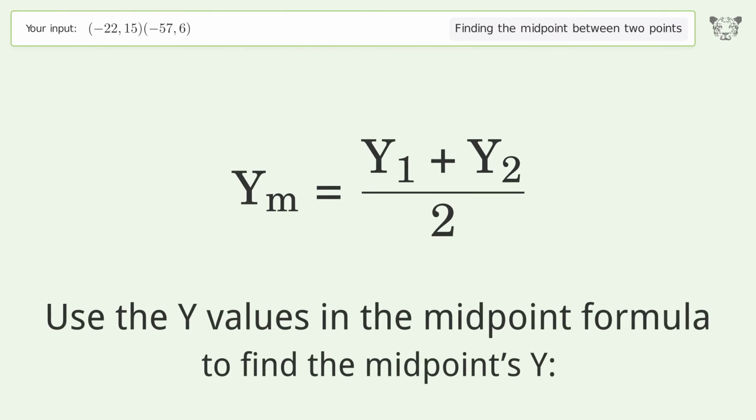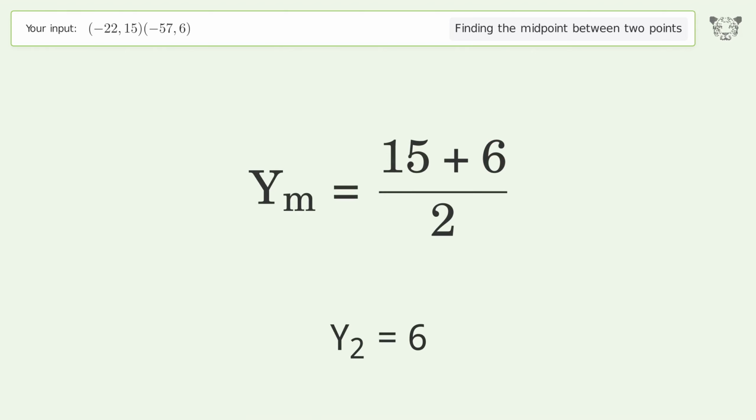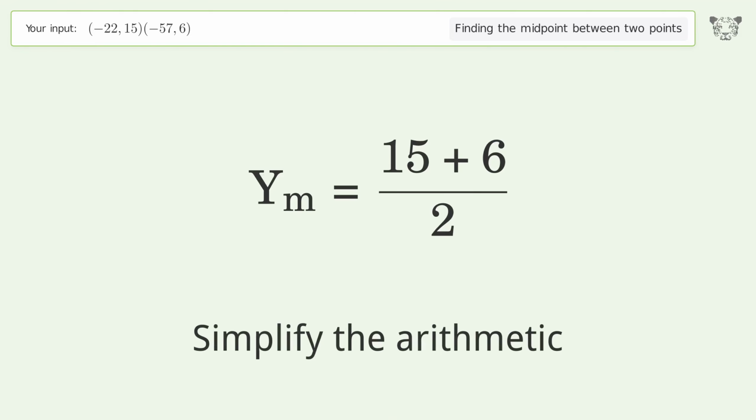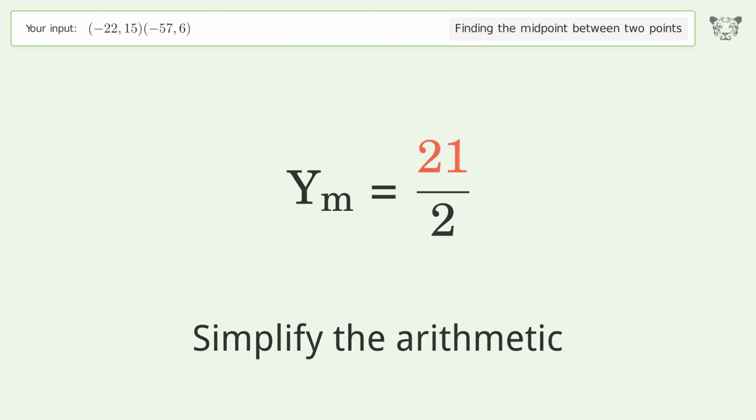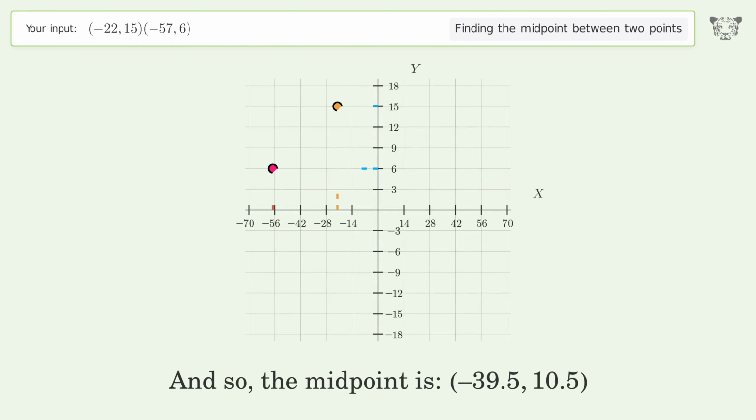Use the y values in the midpoint formula to find the midpoint's y. y1 equals 15. y2 equals 6. Simplify the arithmetic. And so, the midpoint is (-39.5, 10.5).